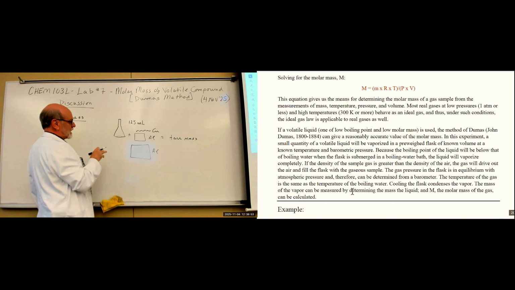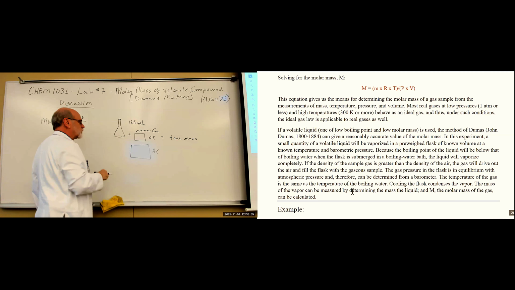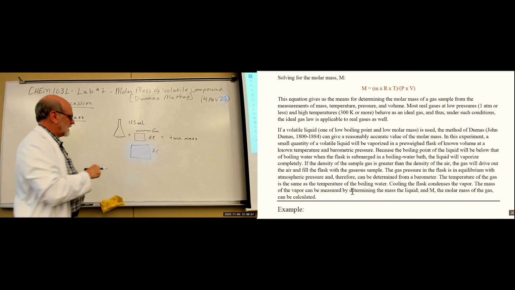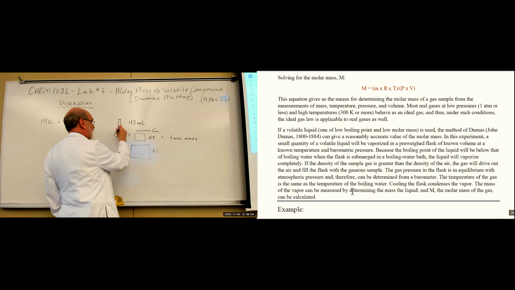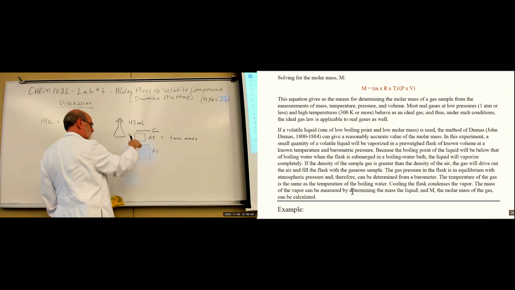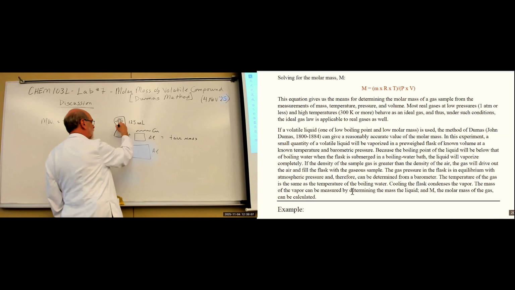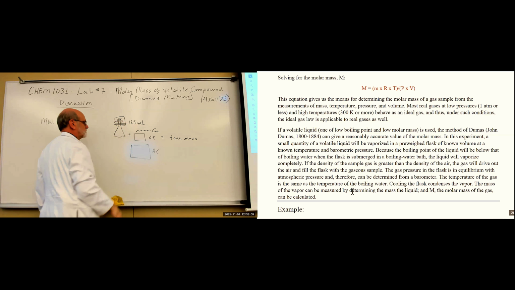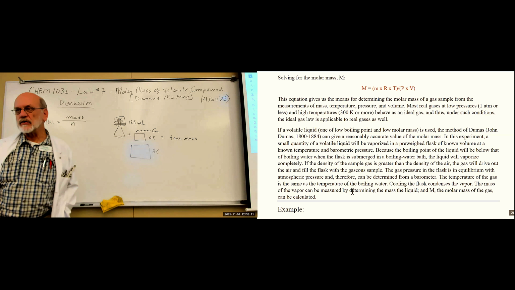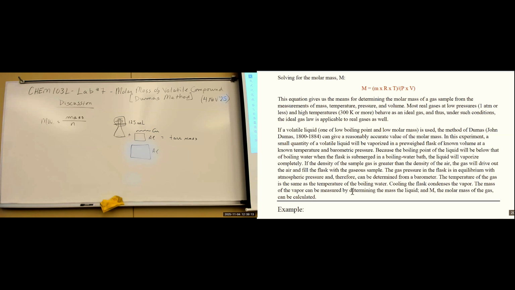Then we're going to put some liquid in there and then put the cap on it and secure it. And then we're going to put this around the whole thing and secure that. Now, why do we need two pieces of aluminum? Because of the condensation.